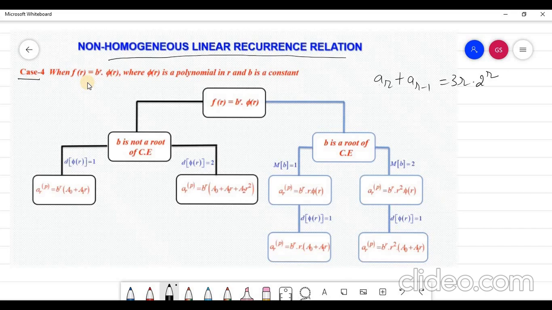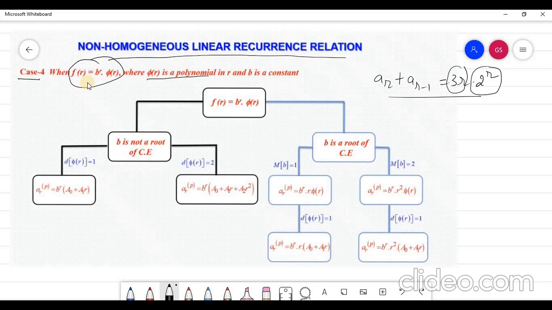In this we can compare this equation with this equation. So this can be compared with b^r, where b is a constant and where 3r is a polynomial. So 3r is compared with phi(r), which is a polynomial. So we have here two categories. How can we approach the solution to this problem?